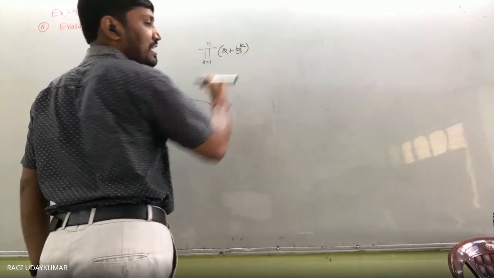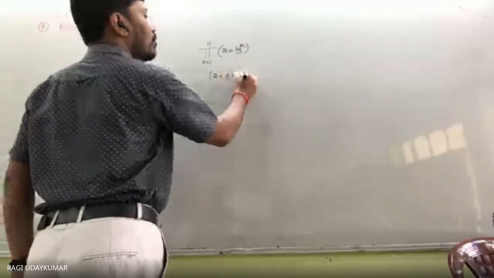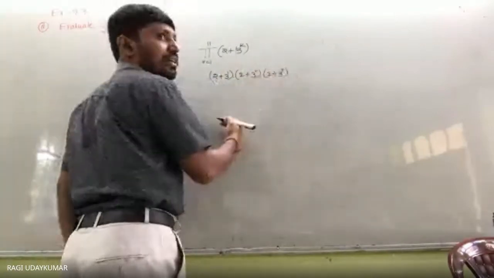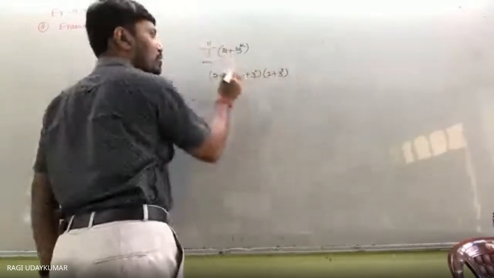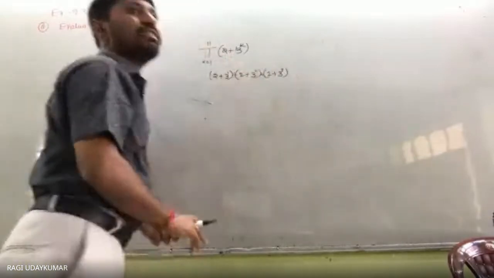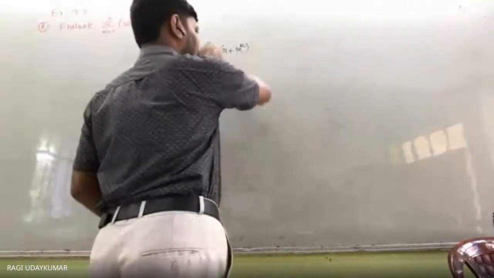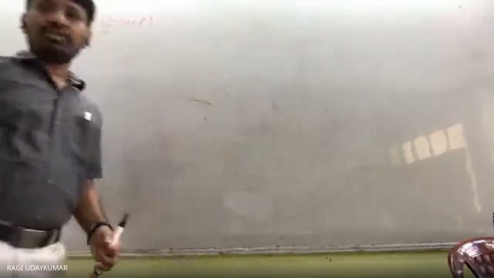What is the meaning? 2 plus 3 power 1, into 2 plus 3 power 2, into 2 plus 3 power 3. Here it is given to you sigma, so here plus will come. Sigma means summation. Pi means product. The pi related question is not given to you here. I am just giving it to you to explain the situation.